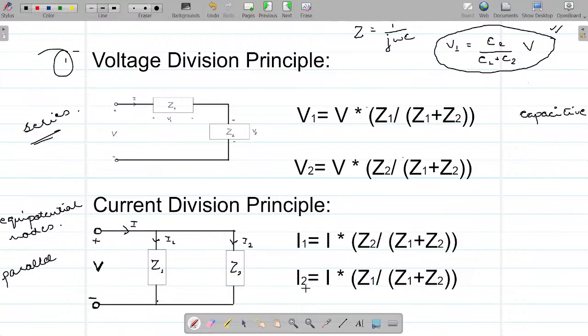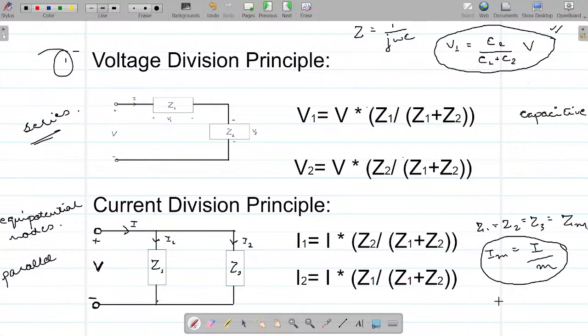Similarly, can I write for I2? I2 is equal to what? I times Z1 upon Z1 plus Z2, right? Sum of impedances, right? If you're given equal impedances, what would your relation be? Can I write current in the mth branch is equal to I times M? Remember, only if the impedances are equal.